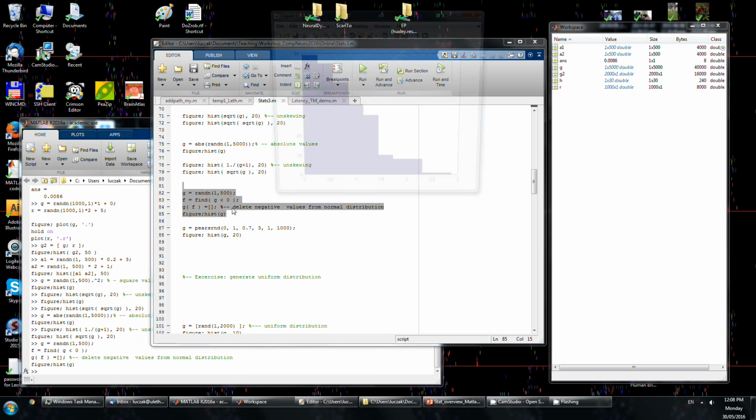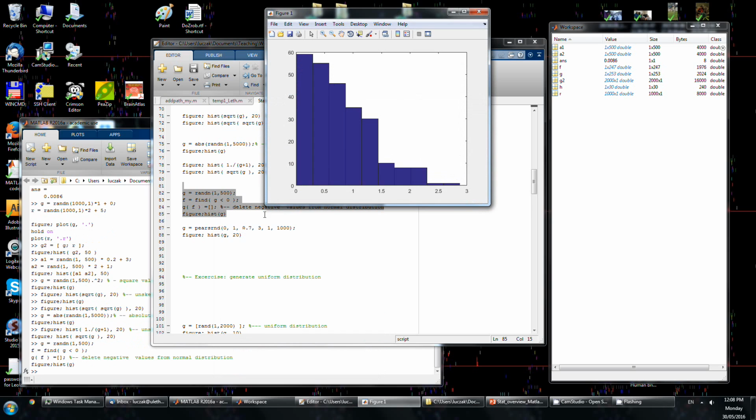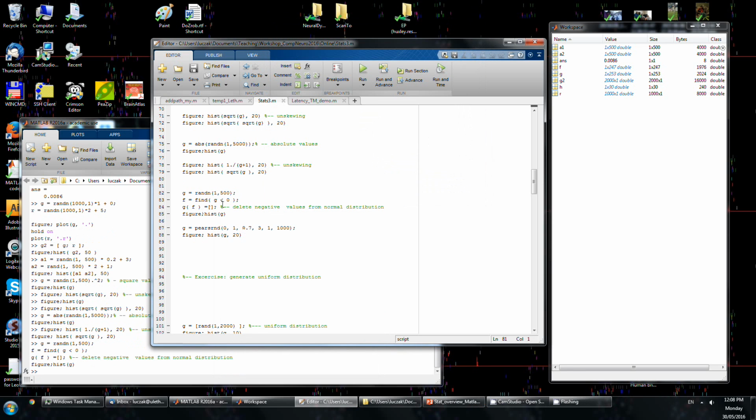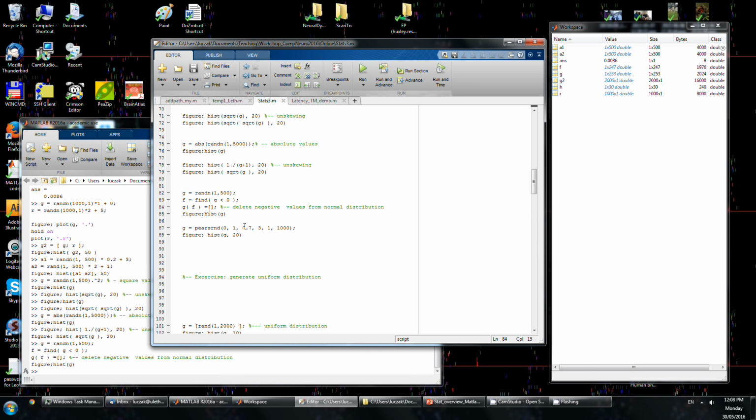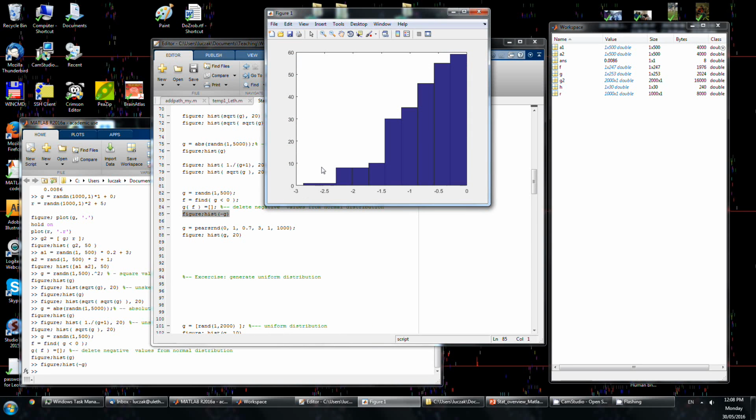Another way to generate a skewed distribution is, for example, by deleting numbers from a normally distributed set as before, and here we are just deleting all values smaller than 0. And if we, for example, plot the negative of this, then we will have a distribution skewed in the other direction.